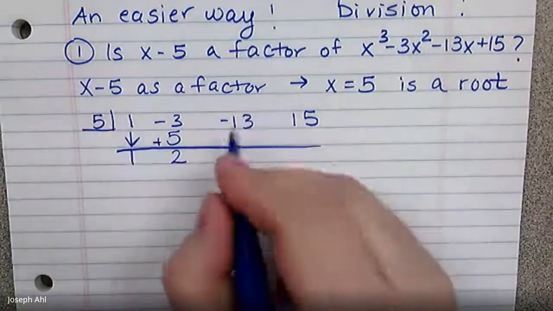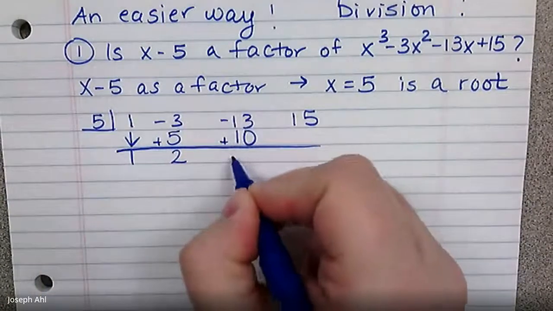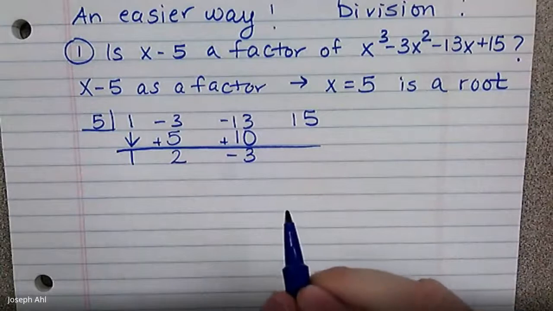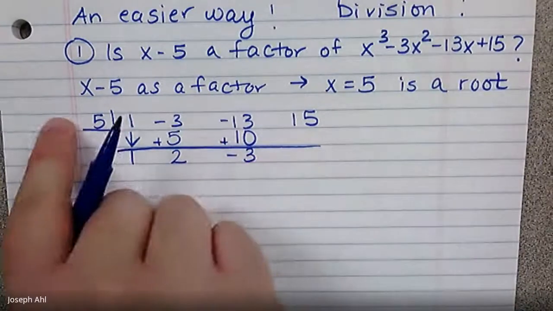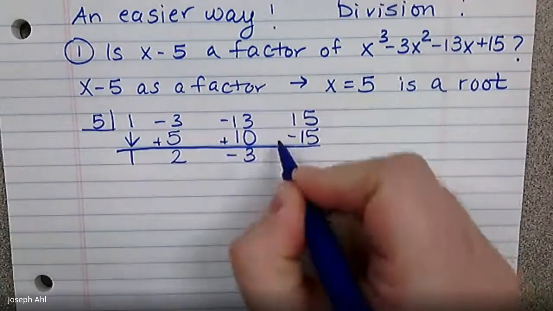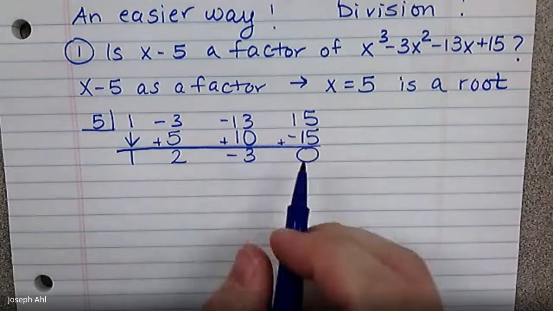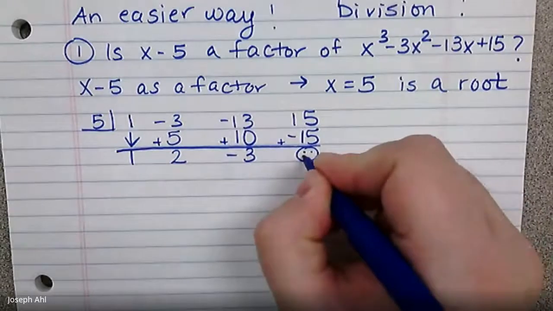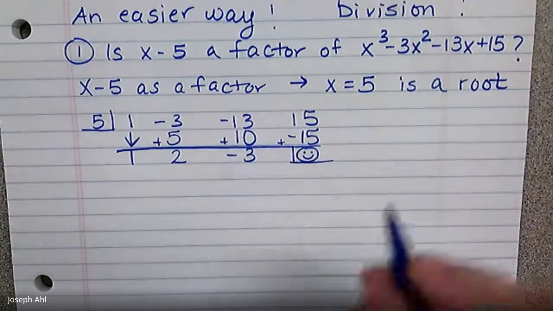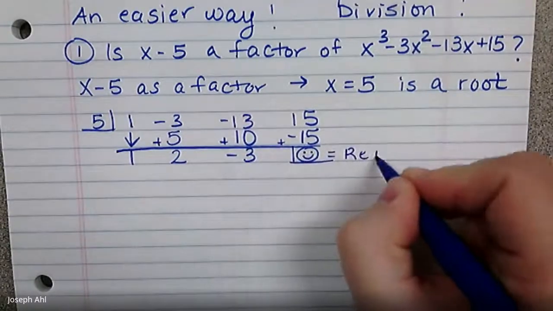2 times 5 is 10. Add it to the -13 above, and you get -3. Last step, -3 times 5 is -15. Add it to the 15 above, and you get 0. And you're really going to like when you get 0 at the end, because guess what that last number represents in synthetic division? This is the remainder.